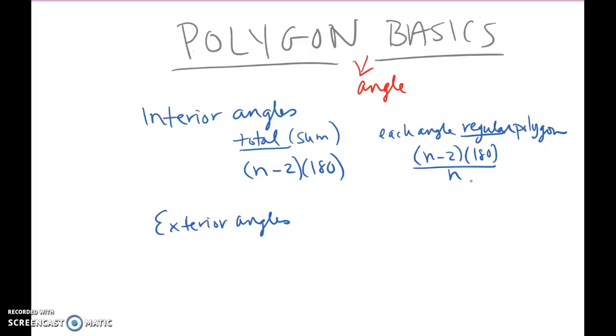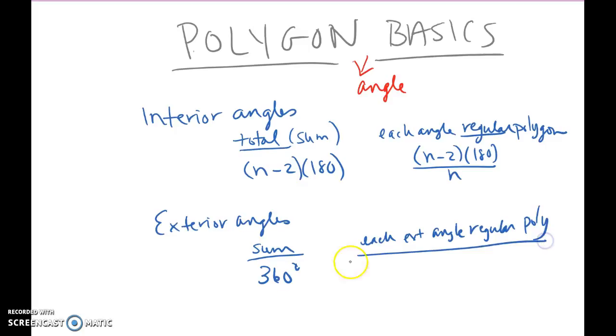Now what about the exterior angles? Well, if you're talking about the sum of the exterior angles, that's not a formula, that's just a fact. It's always 360. But if you want each exterior angle, same thing as above, it's got to be a regular polygon, then you can take that 360 and divide it by n.